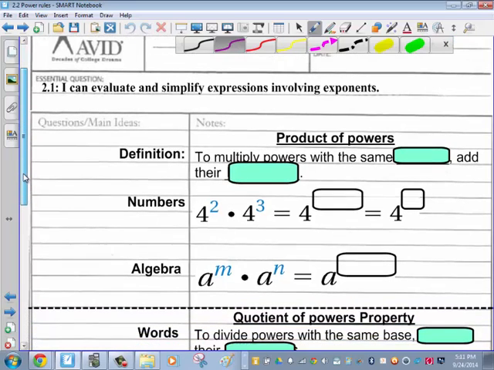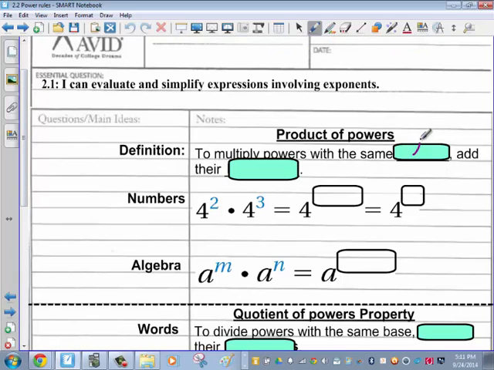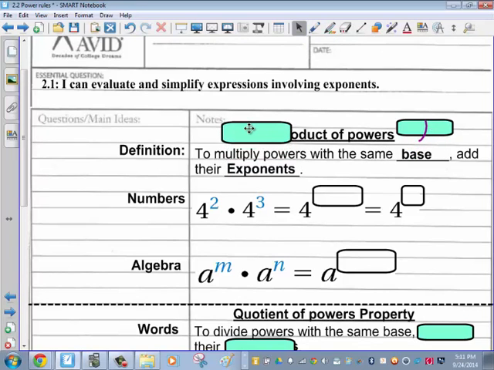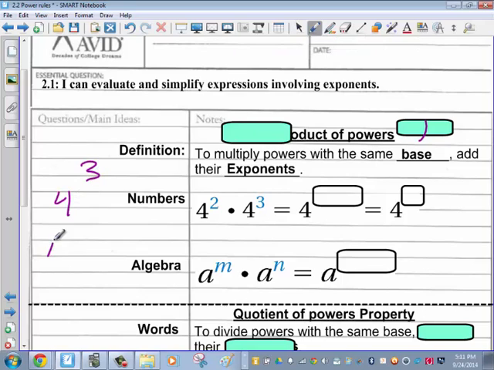Yeah. So anyway, let's talk about some definitions on here. Products of powers definition: to multiply powers with the same base, add their exponents. So just so we're clear on what a base is, if I had 4 to the third power, my base is the 4 and my 3 is the exponent. So what it's saying is, if our bases are the same, notice in this situation we have the 4 and the 4, they're the same.